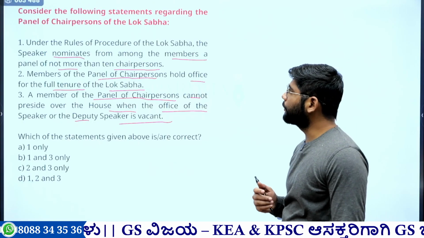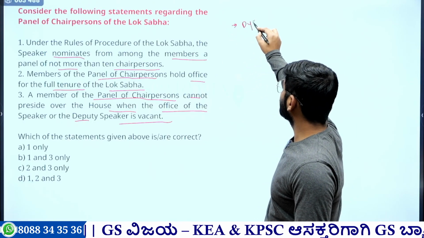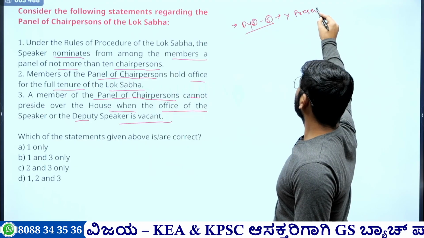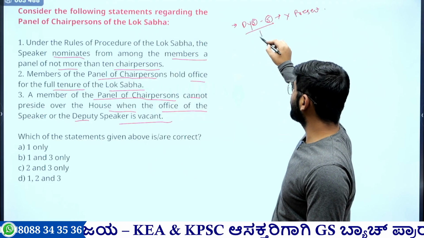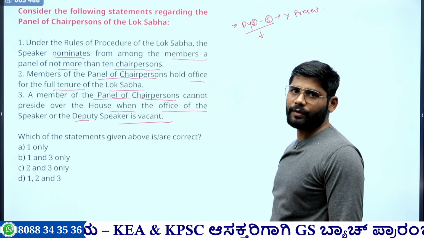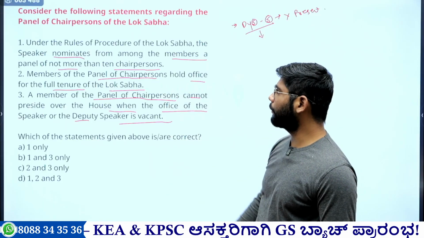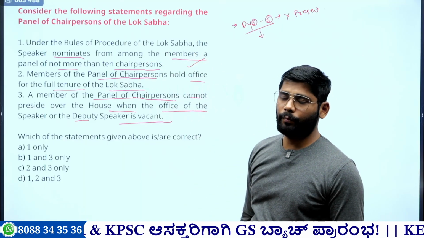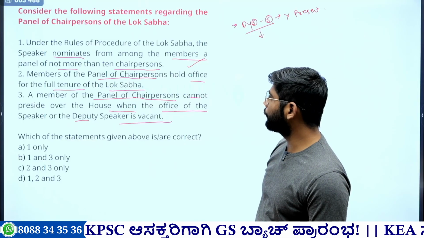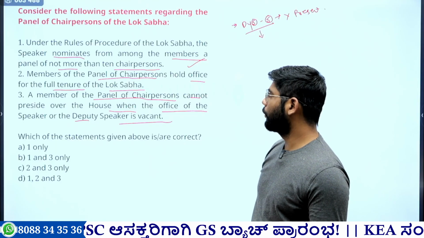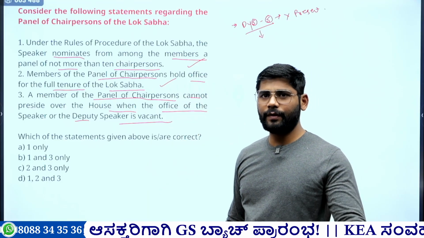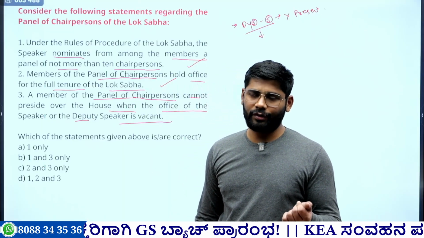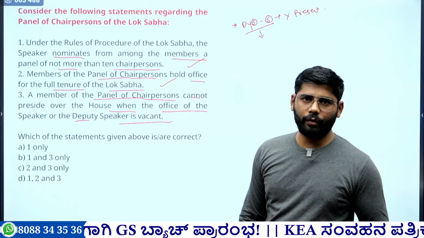Okay, so the panel of chairpersons is a concept for when the Deputy Speaker or Speaker are not present. If they are not present, then in the proceedings of the house, who will preside? One of the members of the panel of chairpersons. So these will be 10 chairpersons, and they will be nominated by the Speaker. So this is correct, and this is according to the rules of procedure in Lok Sabha. Second statement, the members of the panel of chairpersons hold office for the full tenure of Lok Sabha. Yes, they hold office until the next panel of chairpersons is appointed, and this is usually appointed after the next Lok Sabha. So they hold office during the tenure of the Lok Sabha.